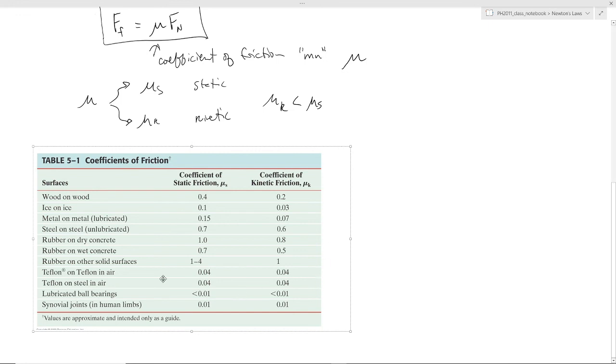So hopefully this gives you some ideas about the relative coefficients of friction for different situations, and where we're headed next is how do we apply this to solving problems. So that's where we're headed.